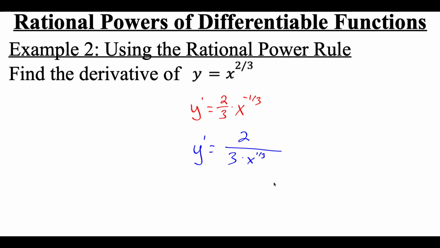Again, I can rewrite this 1/3 power as a root. A 1/2 power is a square root, so this 1/3 power is going to be a cube root. So the derivative, if we rewrite everything, is going to be 2 over 3 times the cube root of x. And this is another example where our initial power was less than 1. Because our x ended up on the bottom of our fraction, this derivative does not exist at an x value of 0.